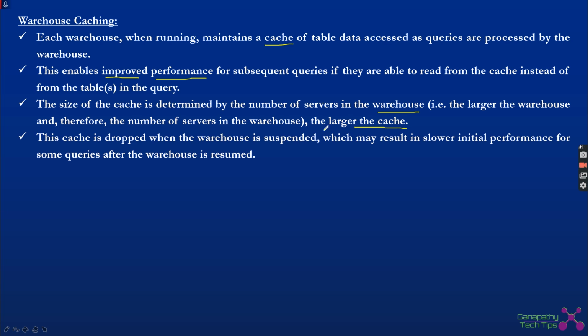One important thing to note: whenever a warehouse is suspended, all the data in the cache will be dropped. This means if you fire a query against a warehouse that was in suspended mode, you won't get any performance benefits. Automatically, it is like a fresh transaction where it goes to the cloud-based storage and pulls the data. So there is slower initial performance for some queries after the warehouse is resumed.